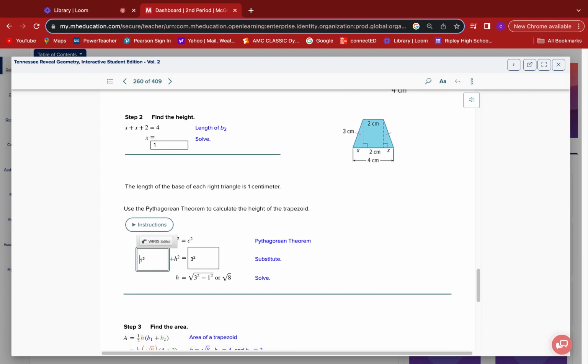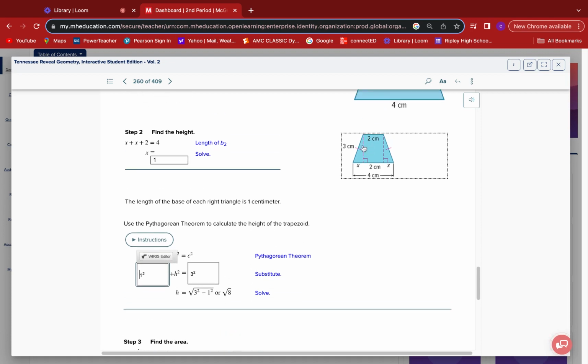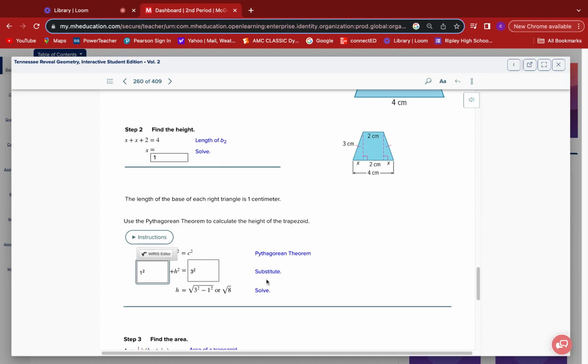Now, if you're a brand new teacher, you may have students that will try to subtract those before they square them, and that's going to give them the wrong answer. So make sure they understand it as 3 squared minus 1 squared, not 3 minus 1 squared. You do not take 3 and subtract 1 before you square. You square before you subtract. So 3 squared minus 1 squared is 8. Then you're going to do the square root of 8, and that is going to be your height, everybody. This is your height right here, square root of 8.